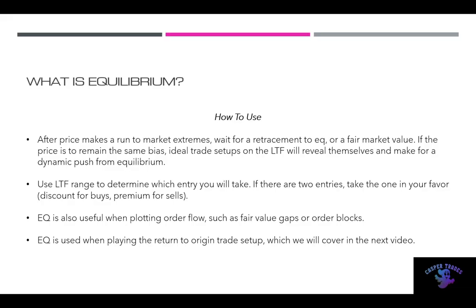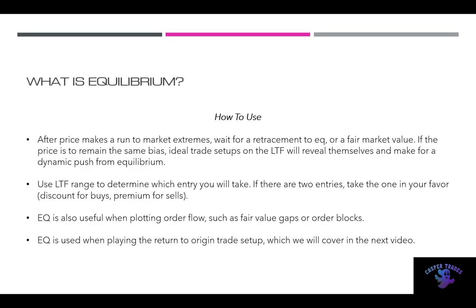Another way to use equilibrium is use a low time frame range, right? So say if you're playing off of that higher time frame dip back down to equilibrium and you're looking for a trade entry, you can use the low time frame range to determine which entry you're going to take. For example, if there are two entries, one right above equilibrium and one right below, and you're looking to go long, then you're going to take the one in your favor. You're going to take the one in discount. Just like you're waiting for the high time frame to retrace down to discount. Same concept. This can be used across any time frame.